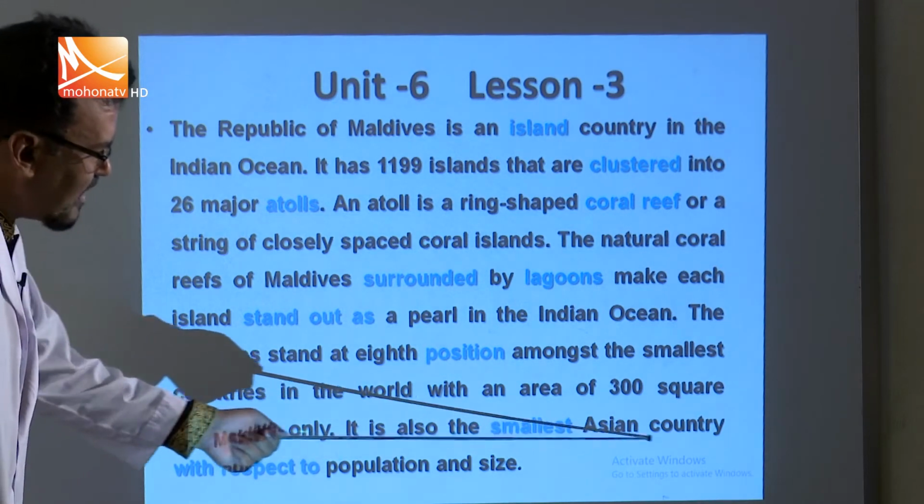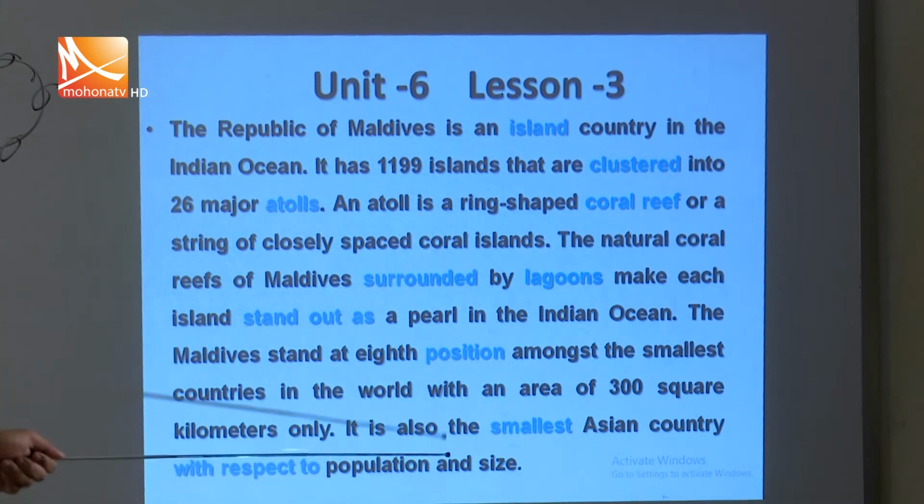It is also the smallest Asian country with respect to population and size.